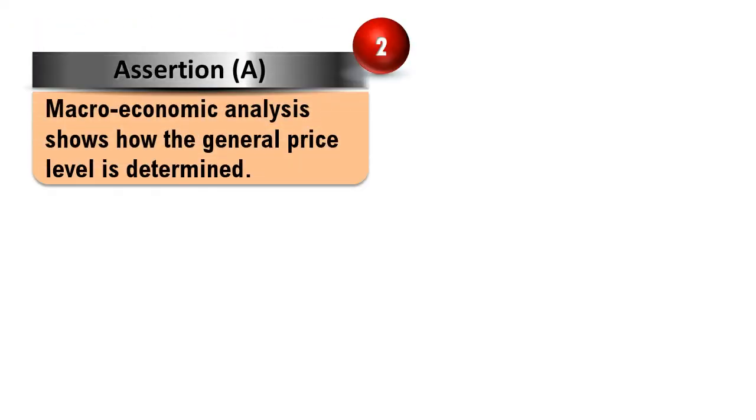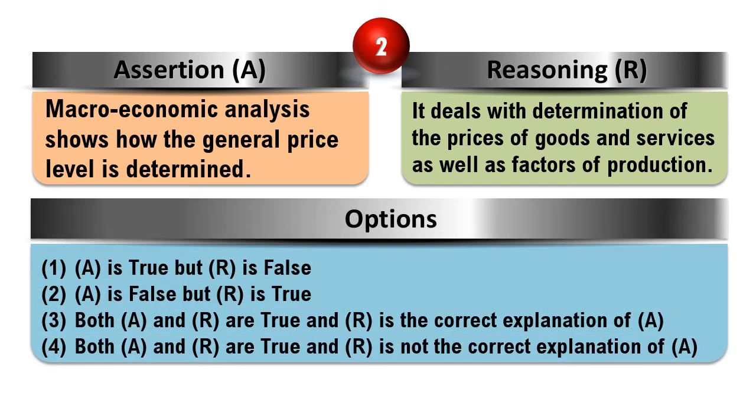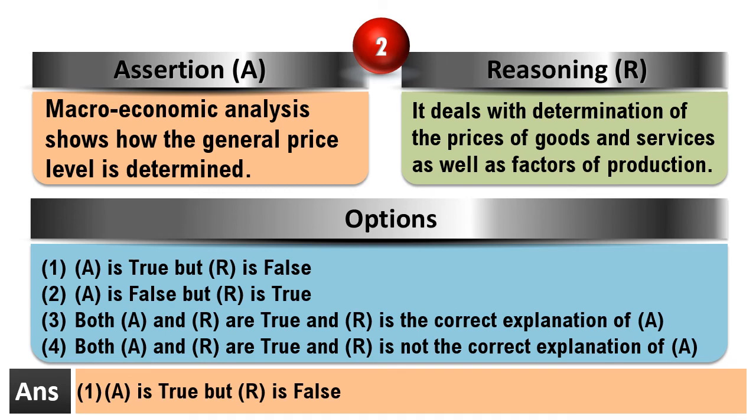2. Assertion. A. Macroeconomic analysis shows how the general price level is determined. Reasoning. R. It deals with determination of the prices of goods and services, as well as factors of production. Options. 1. A is true but R is false. 2. A is false but R is true. 3. Both A and R are true, and R is the correct explanation of A. 4. Both A and R are true, and R is not the correct explanation of A. And the correct option is 1. A is true but R is false.